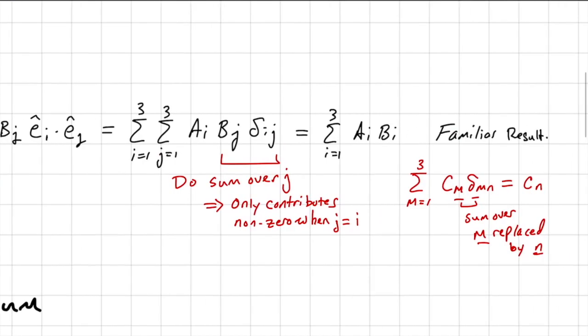So now we have to ask ourselves, what happens in this sum here? Well, I'm summing over b_j delta_ij. But this is only going to contribute, meaning you're only going to get a non-zero term in your summation, when what? When i is equal to j. So when we do our j sum, it only happens when j equals i. So that effectively replaces this j with an i subscript.